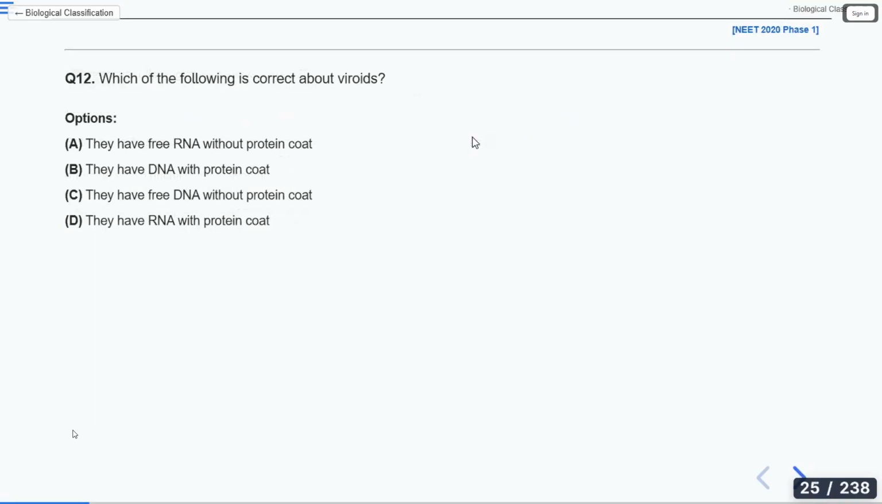Okay. Which of the following is correct about viroids? See, I told you questions can be asked regarding this. They have free RNA without protein coat. They have DNA with protein coat. They have free DNA without protein coat. They have RNA with protein coat. Okay, option A. Option B. Just now we discussed what viroids are. Then how come option B?